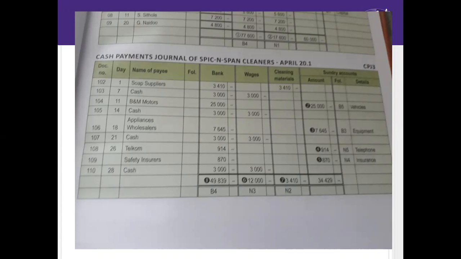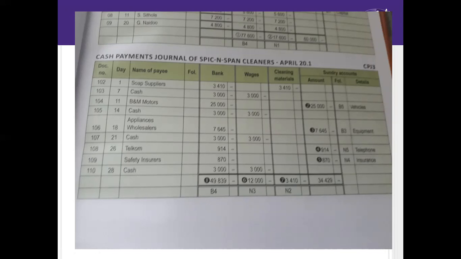At the end, what is also important is you need to add up all the columns and get the totals at the bottom. So look at bank, for instance, you need to add it up, and at the bottom you get the total of 49,839. And so you do exactly the same with wages, add up, get the total of 12,000, and so you go on.